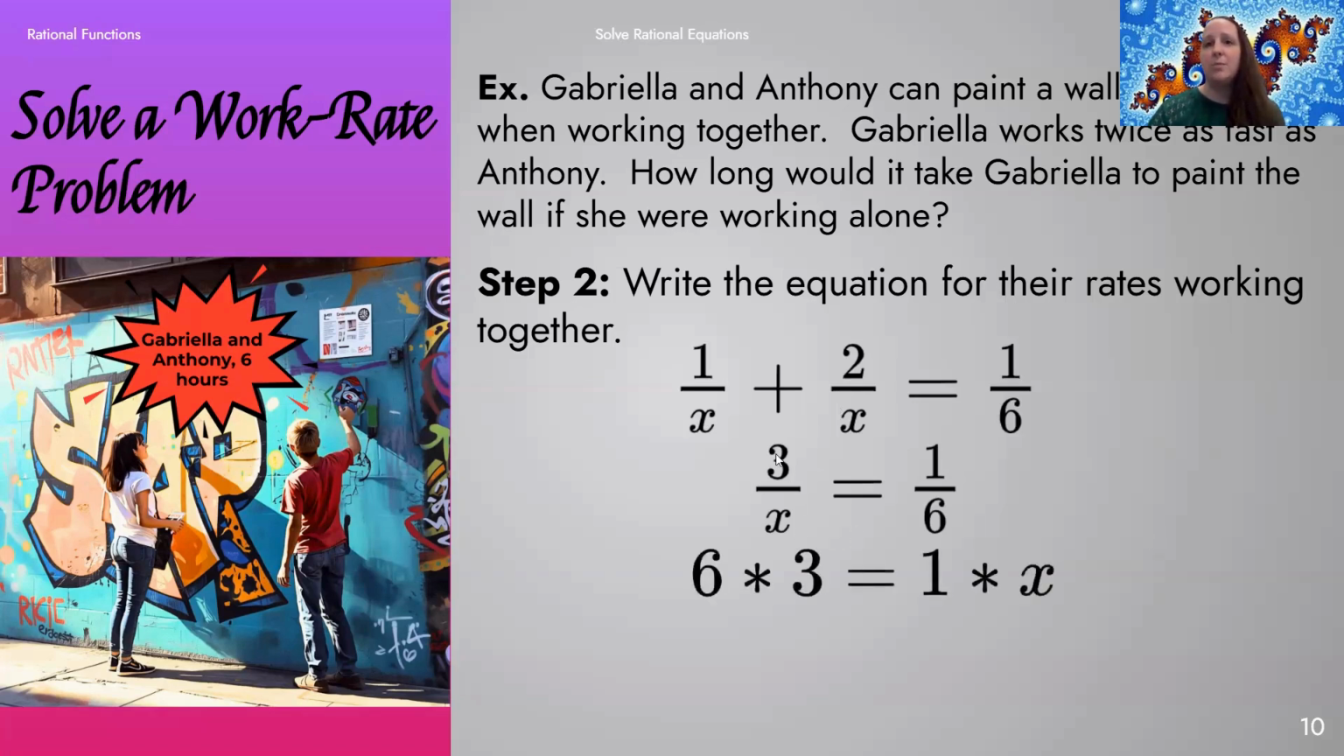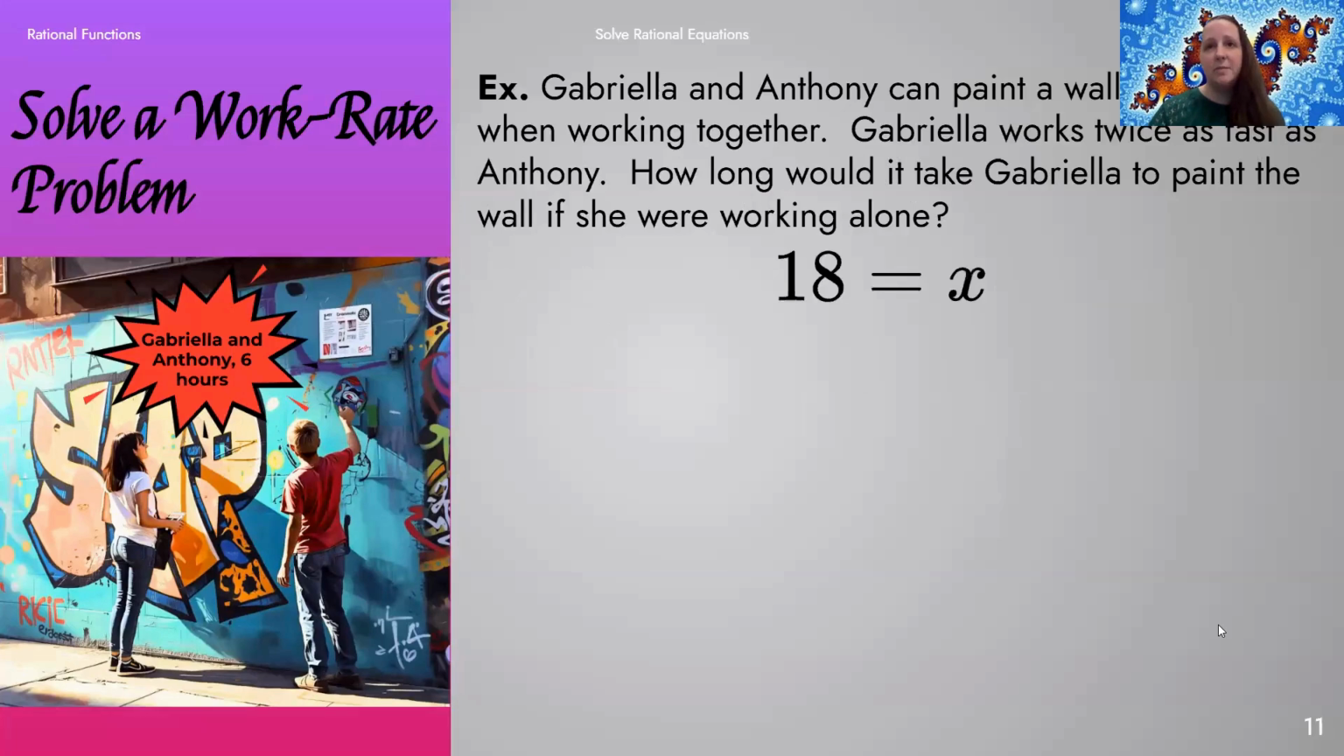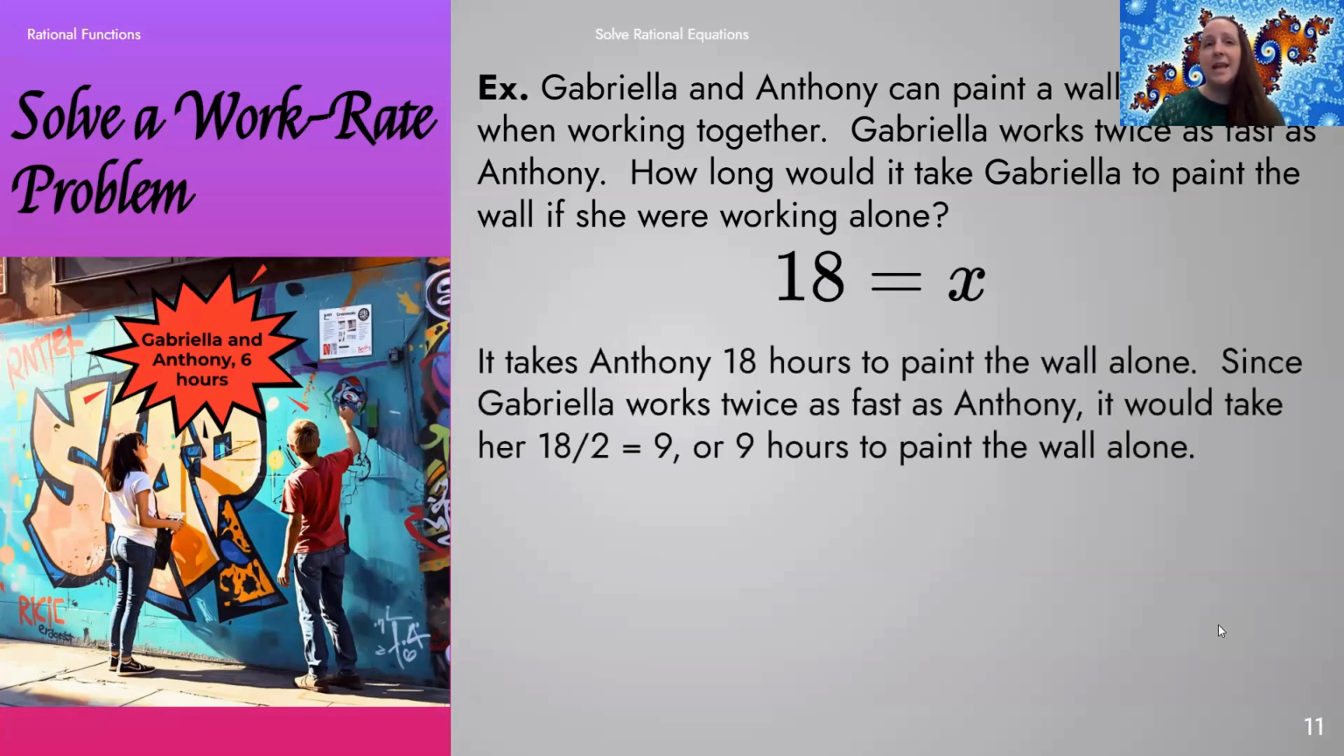Then I'm going to cross multiply, so 6 times 3, X times 1. That gives me 18 equals X. So what that tells me is that it takes Anthony 18 hours to paint the wall alone. Since Gabriella works twice as fast as Anthony, it would take her 18 divided by 2, or 9 hours to paint the wall alone.